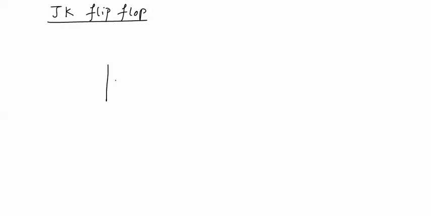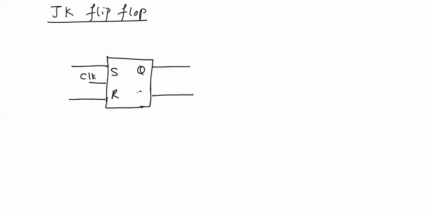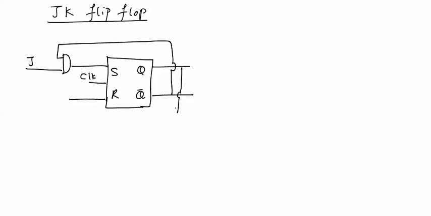If you have this SR flip-flop with S and R input, this is clock input. This SR flip-flop can be converted into JK flip-flop by just having this additional circuitry. This input is as J and this input as K. So this flip-flop will be converted into JK flip-flop.